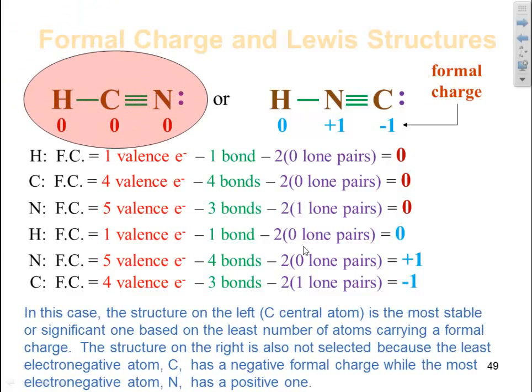In this case, the structure on the left, with just carbon as a central atom, is the most stable or significant one based on the least number of atoms carrying a formal charge. All of them have 0. The structure on the right is also not selected because the least electronegative atom, carbon, has a negative formal charge. So this is my least electronegative atom, and it has a negative charge, while my more electronegative atom has a positive charge. That doesn't make sense either, so therefore, for that reason as well, we would select HCN.